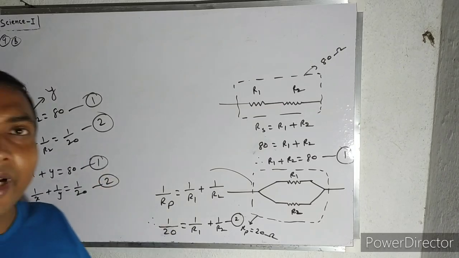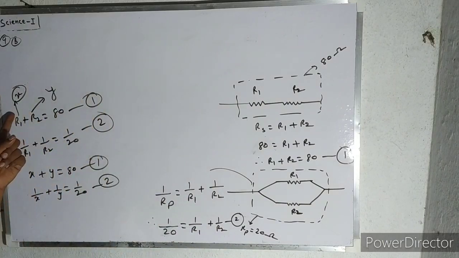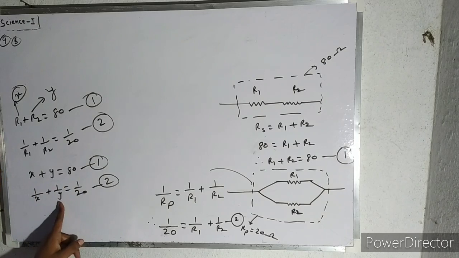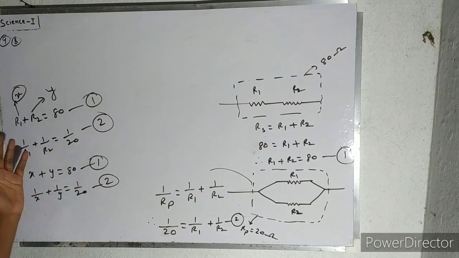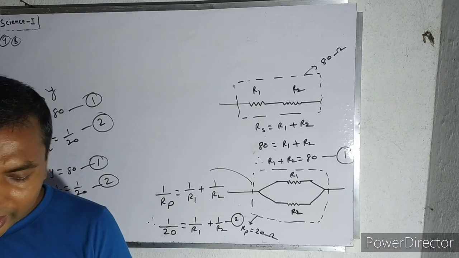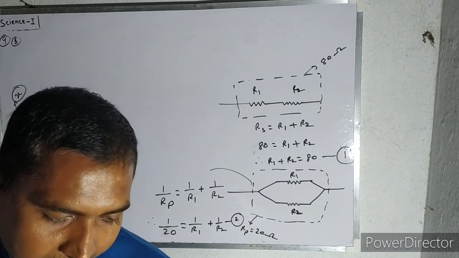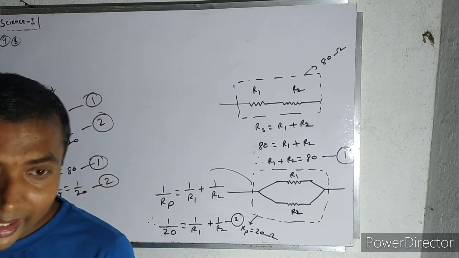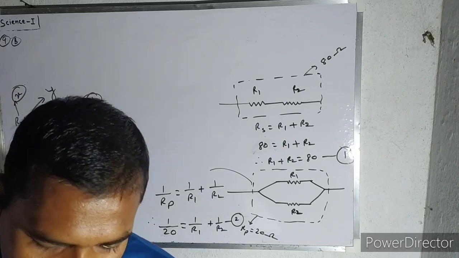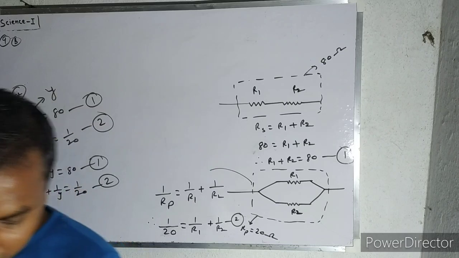If you find X, that means R1. If you find Y, that is R2. Okay, so this is all about your current electricity chapter number 3. In the next lecture I will start chapter number 4, measurement of matter. Understood? So thank you so much.